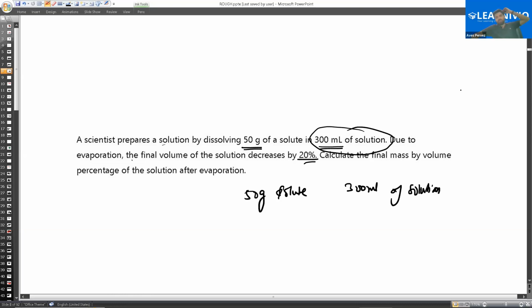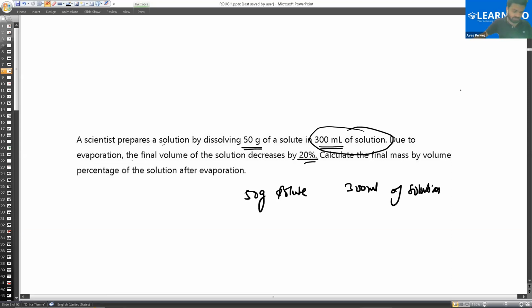Anan, can you tell me? If you have 300 ml of solution and out of that 300 ml, 20% is being evaporated, how much amount is evaporated? Can you tell me what is the 20% of 300 ml?